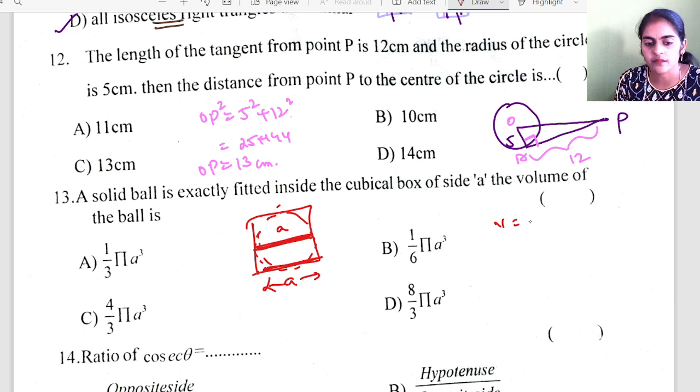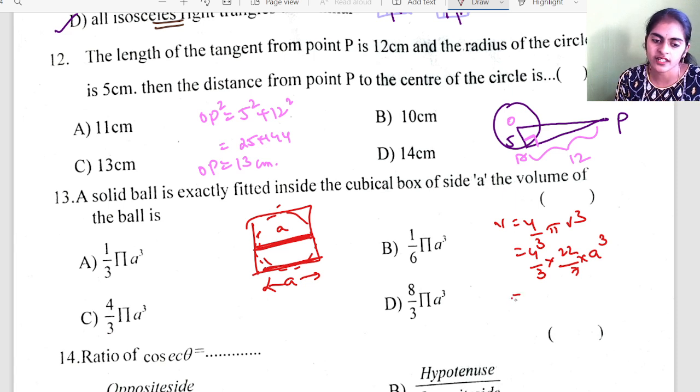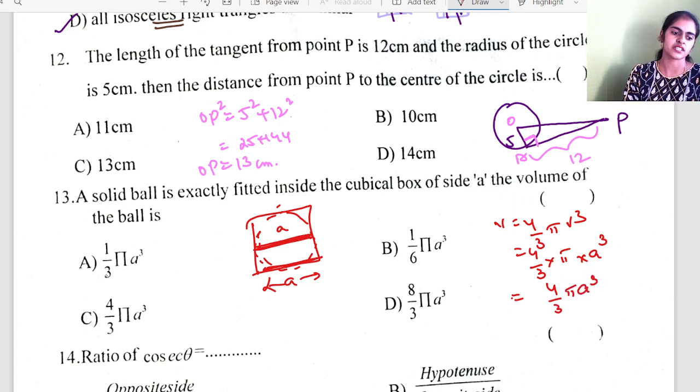So volume is nothing but 4 by 3 pi r cube. So let me write as 4 by 3 pi is 22 upon 7 r cube. R is A, so A cube. So what is the final answer you are getting here? So it is 88 upon 21 into A cube. Okay, so this is the final answer we are getting. But is it matching? No, no, no. So the answer is in terms of pi. 1 second. The answer is in terms of pi. So I don't have to substitute the value of pi. See here. So 4 by 3 pi A cube. Okay, so option C is correct.